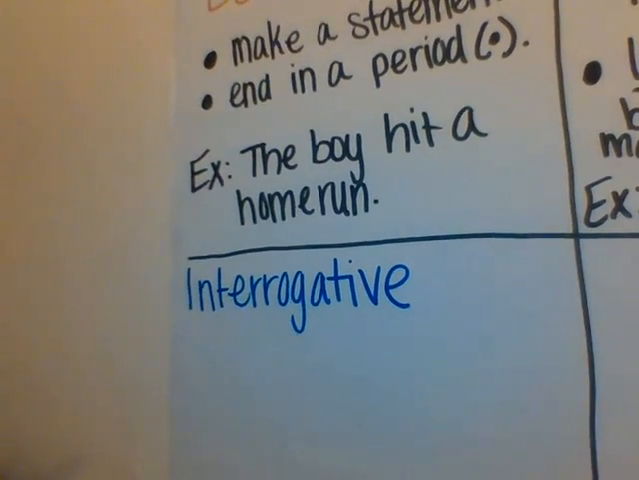All right. The third type of sentence is going to be an interrogative sentence. Interrogative. There you go. You see that? All right. Now, these are going to be your questions. Interrogative sentences are your questions.